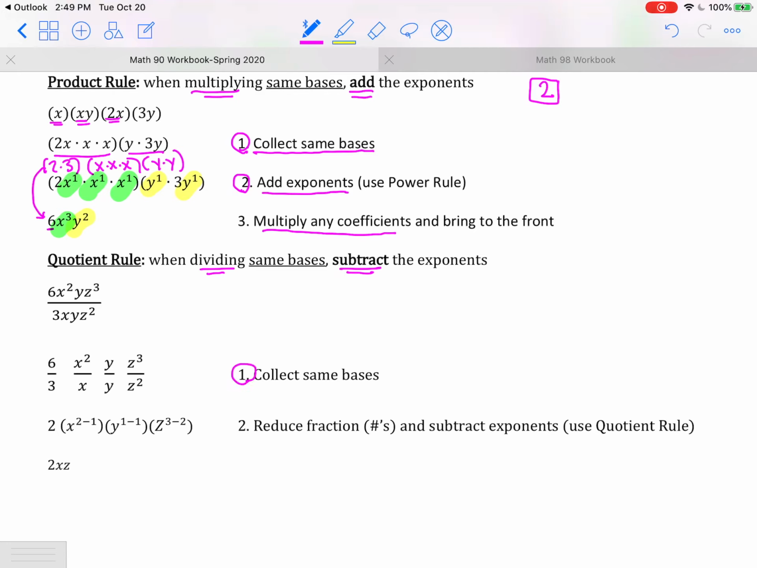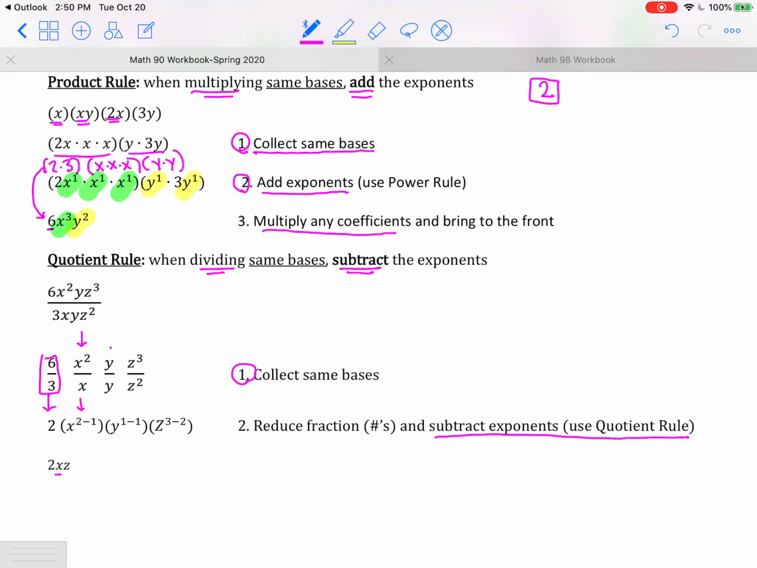So number 1, we're collecting the same bases. You can see what I did is just bring the numbers out front, and that's just a fraction basically, right? 6 over 3, 6 divided by 3 is going to give me 2. I separate the x's out. I've got x squared over x, which if I use this quotient rule, so I'm reducing the fraction and then I subtract those exponents, this is the same as x to the 2 minus 1, which is just x down here, right?